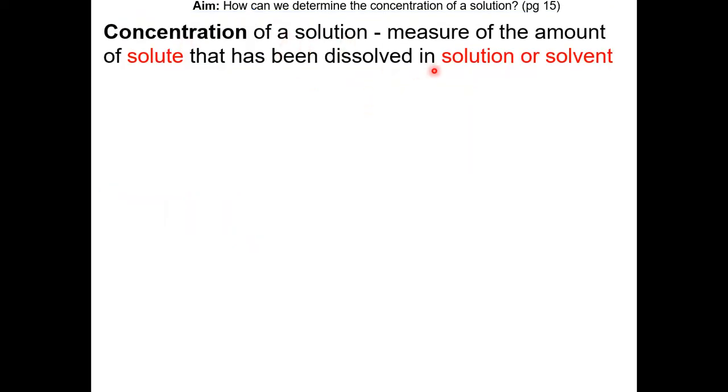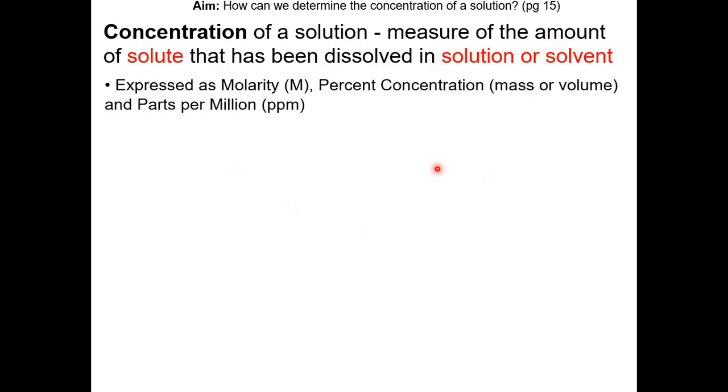Concentration of a solution can be defined as the measure of the amount of solute that has been dissolved in solution or solvent. In chemistry, concentration can be expressed as molarity, percent concentration, mass or volume, or parts per million. We will discuss each one in this unit. In this lesson, we'll be focusing on molarity, which is the most common way of expressing concentration in chemistry.